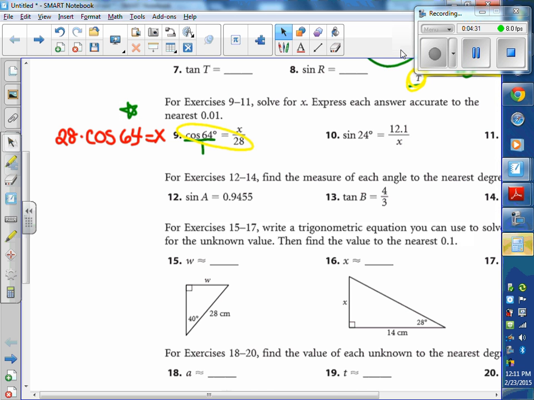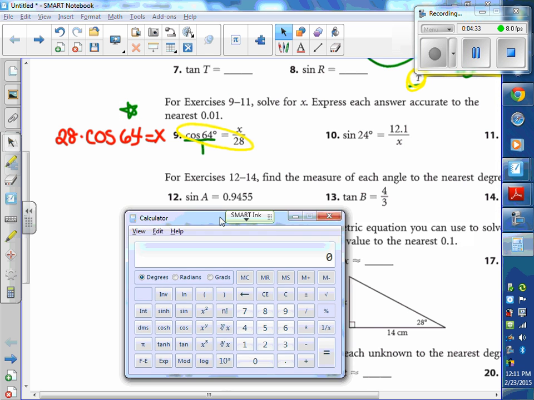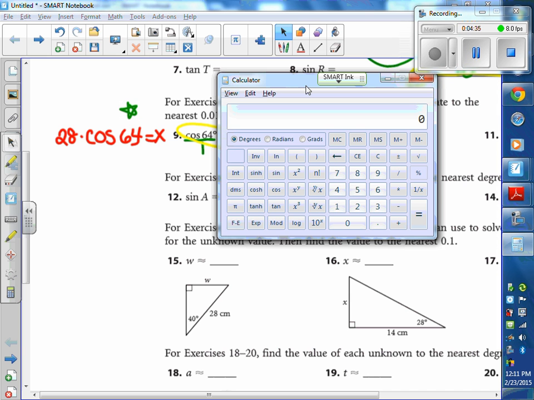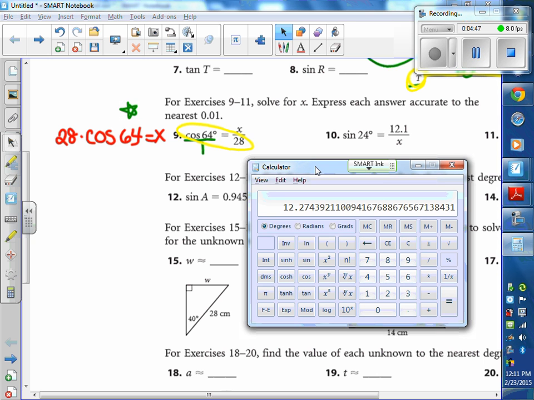My calculator is a little bit different. I have to put the 64 in first. So it should be 12.27 roughly, and it says to the nearest hundredth, so that's about 12.27. Can you guys type that in and make sure you can do that?